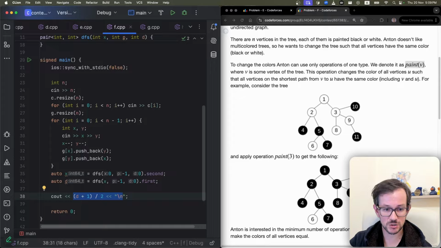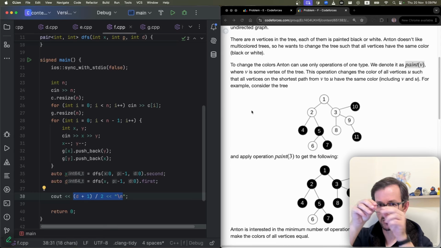Equally distant from the leaves, yes. I want to find the middle node, which has equal distance to the leaves. So I just start from this middle point and go in both directions and minimize the distance to all the leaves.